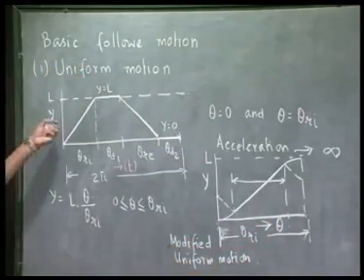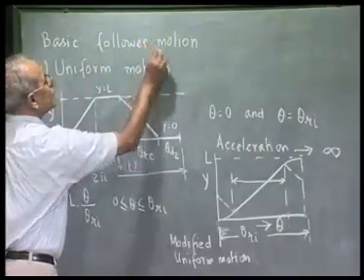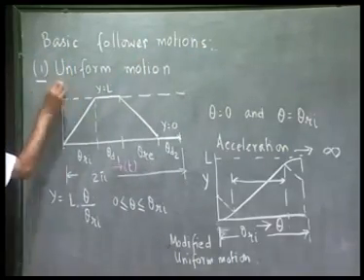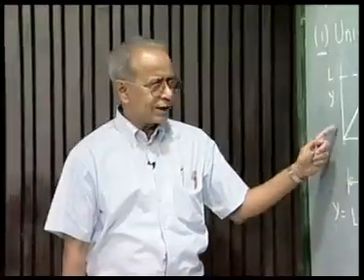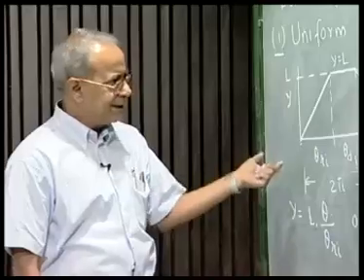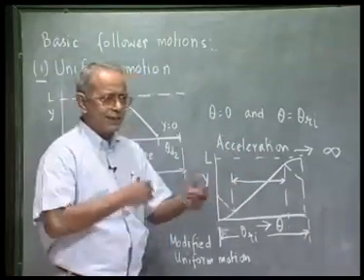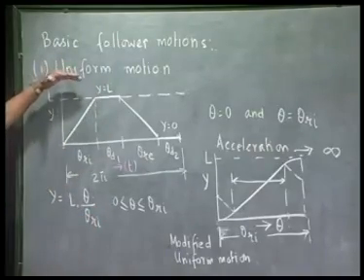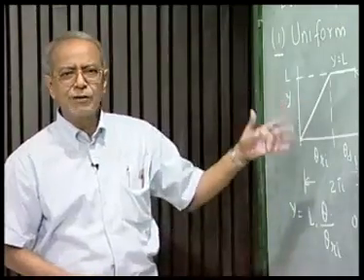So this is what we mean by description of the follower motion, and these are the basic follower motions. Only one we have discussed today, that is the simplest, which is uniform motion. But we have already seen the undesirable feature of this uniform motion: to avoid infinite acceleration or infinite jerk, that is sudden change in acceleration, we have to think of more complicated motion than such simple uniform motion. But that is what we will discuss in our next lecture.